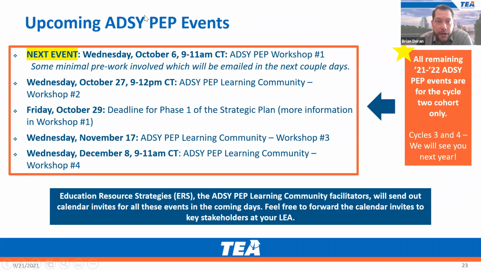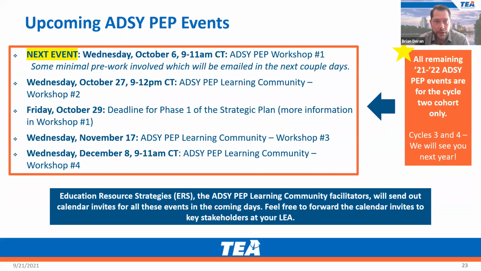And speaking of, we will also be kicking off over the course of fall. I named that there were a number of workshops that we'll be conducting. The first one is Wednesday, October 6th from 9 to 11 a.m. Central. We'll be sending out invites for all of these from Education Resource Strategies. And there will be some minimal pre-work involved with this first workshop. So just flagging that will be emailed in the next couple of days. But we are trying to keep that pre-work to a minimum.